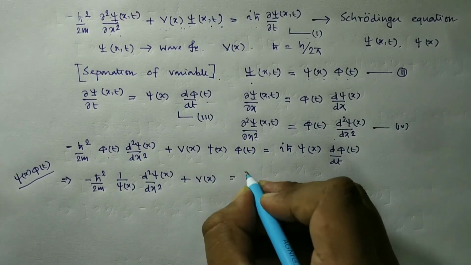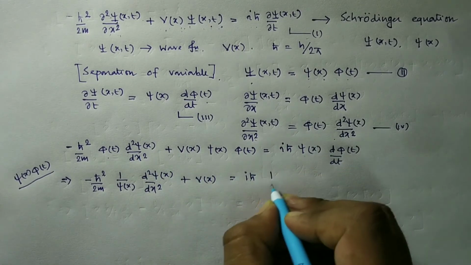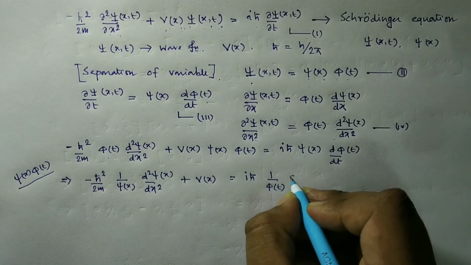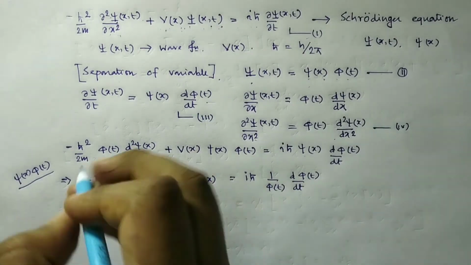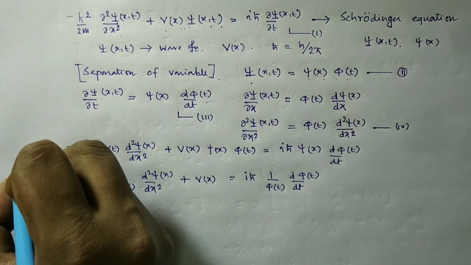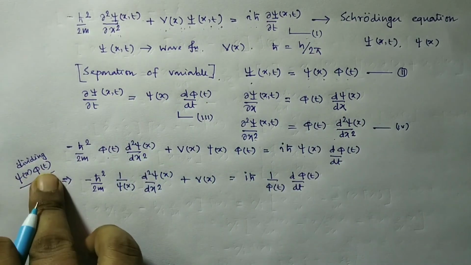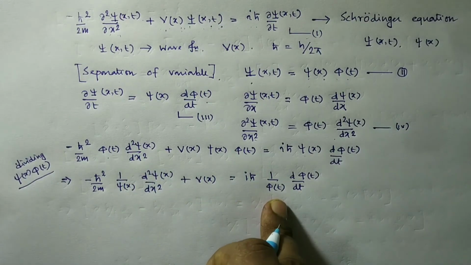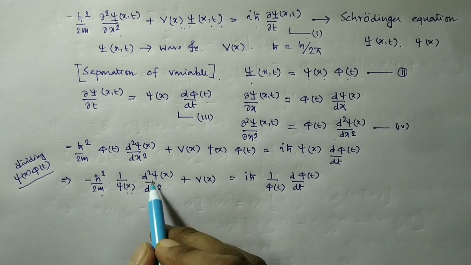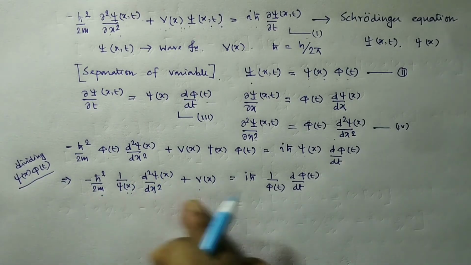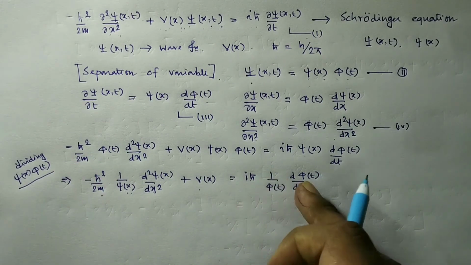This is equal to iħ, ψ(x) cancels out, 1/φ(t) dφ/dt. What we have performed is we just divided this equation by ψ(x) φ(t). And look here, in the left hand side we have −ħ²/2m (1/ψ(x)) d²ψ/dx² plus V(x). All are functions of x. And this is equal to iħ (1/φ(t)) dφ/dt.